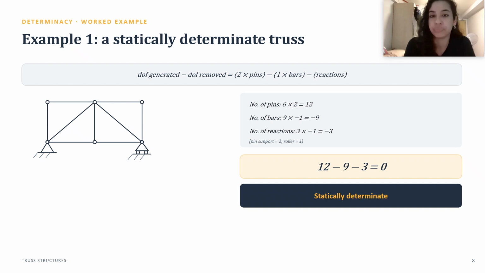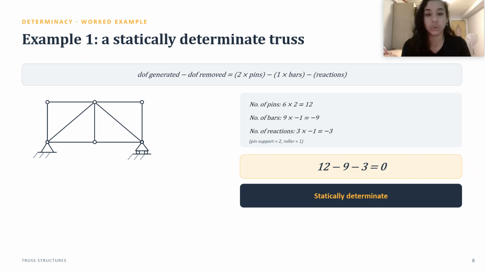This is an example. So to remind you how to find the total degrees of freedom, you get the degrees of freedom that is generated. The pins itself generate degrees of freedom. You do 2 times the amount of pins you have. Here, for example, we have 6 pins, so you do 6 times 2. Now that is 12. Then you minus away the amount of bars you have. Let's count the amount of bars we have. 1, 2, 3, 4, 5, 6, 7, 8, 9. That is 9 bars. So you do 12 minus 9. 12 minus 9 gives you 3.